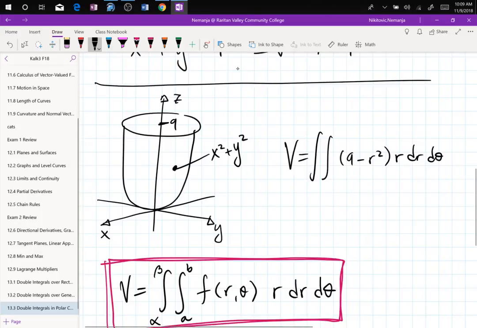What am I doing here? I'm doing top minus the bottom. That always stays the same. There is nothing new there to learn. I have the top of the shape minus the bottom of the shape, except now the top is just a flat plane, so 9, and then the bottom is r squared.